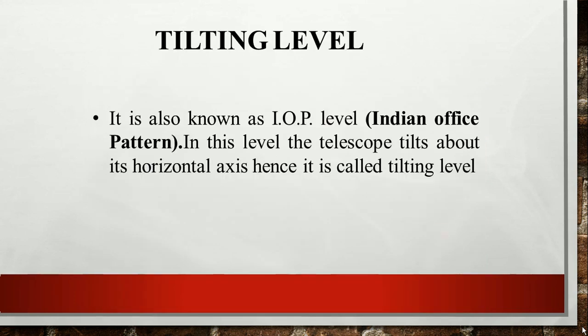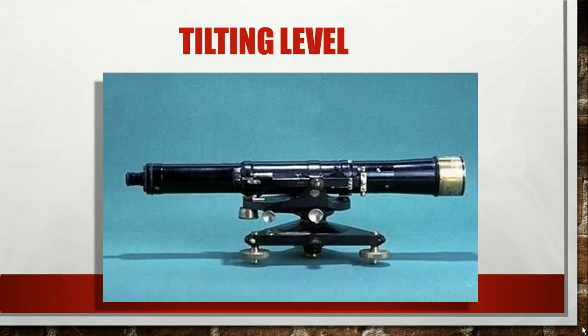Next is tilting level. It is also known as IOP level, that is the Indian Office Pattern. In this level the telescope tilts about its horizontal axis, hence it is called tilting level. So this is the picture of tilting level.